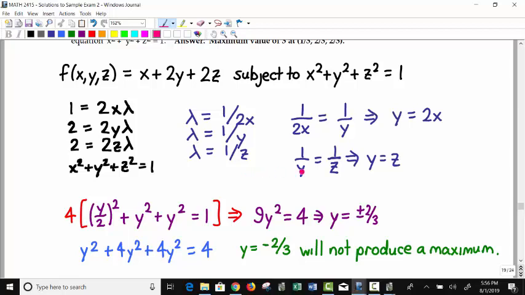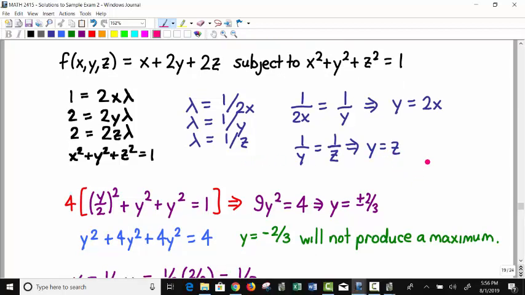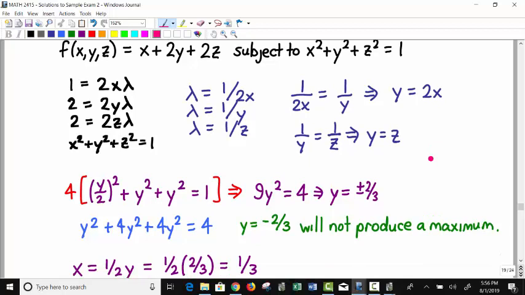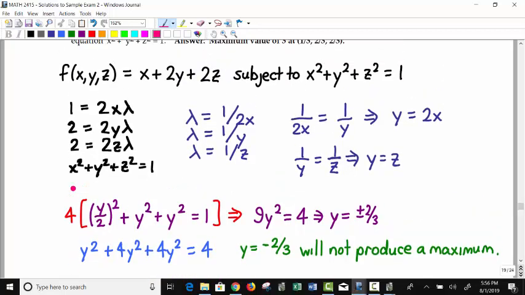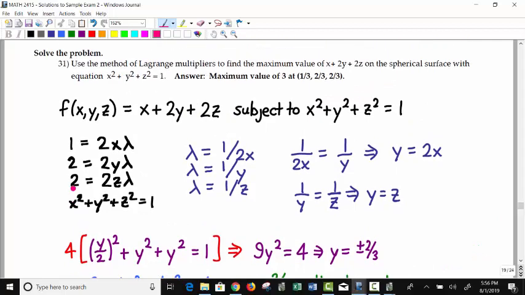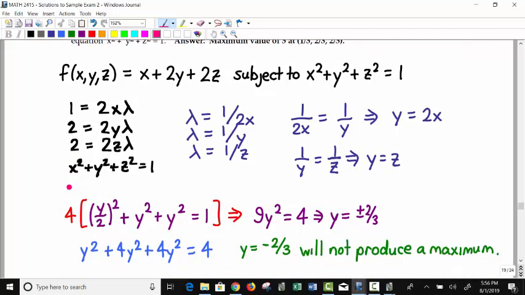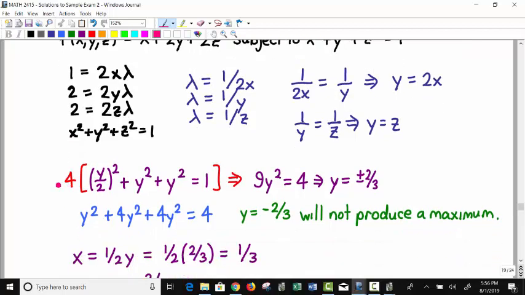1 over y equals 1 over z will lead to y equals z. So since y is the common variable, we have to solve for y. So z equals y, x equals 1/2 y, or y over 2. So we plug it into the constraint equation. Here's the constraint equation on the inside in purple. It's y over 2 squared plus y squared equals 1.